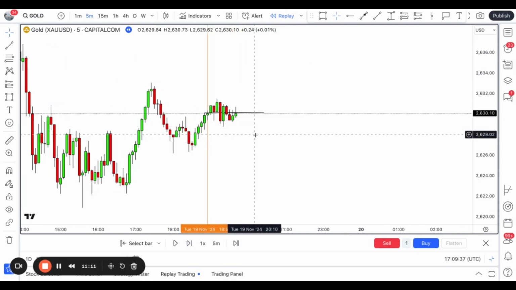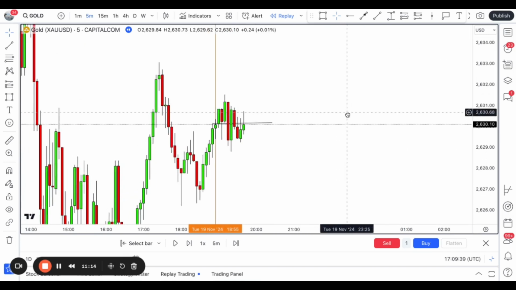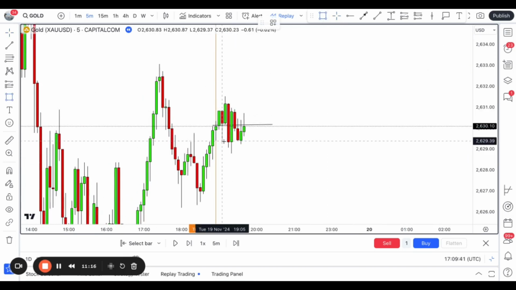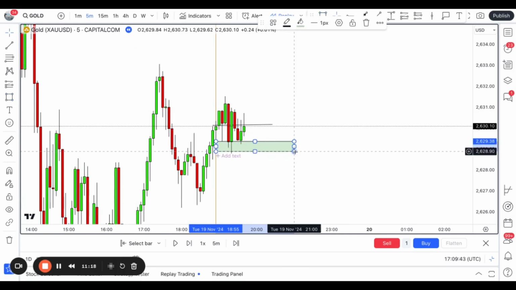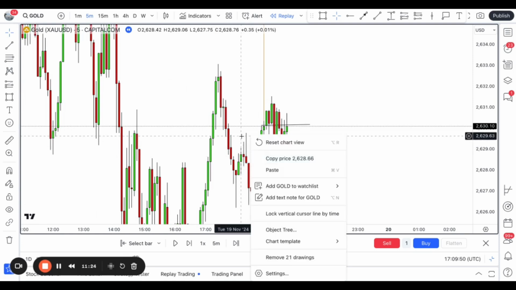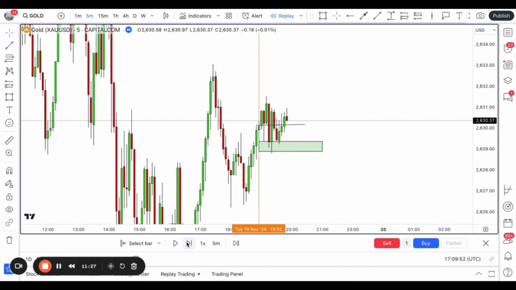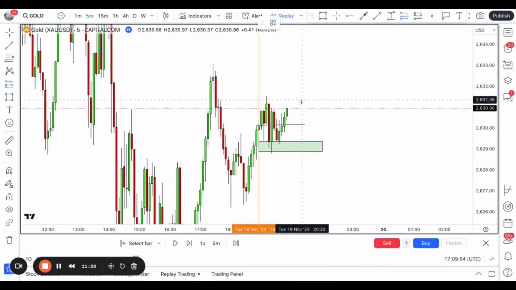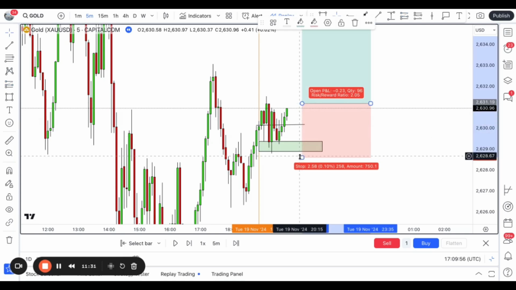So I want to see a pullback on the wicks being created on the 4H. I don't like this at all, to be honest. So we've created a wick on the 4H. Let's give it another 5 minutes. Oh my God. Right, let's go for it.